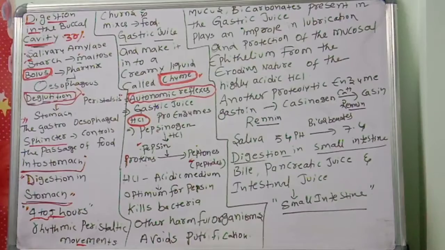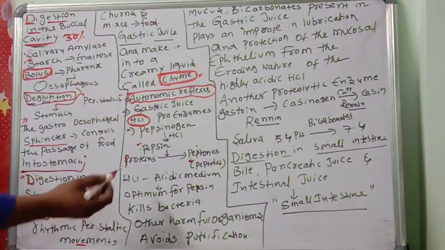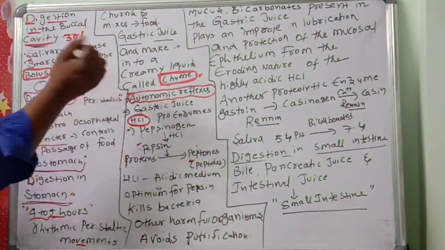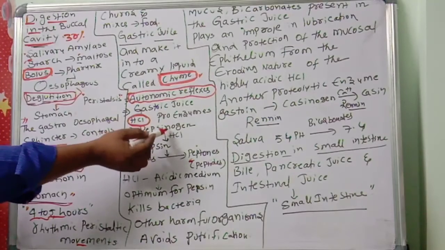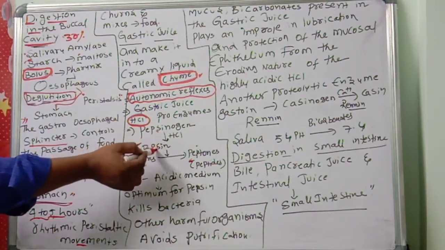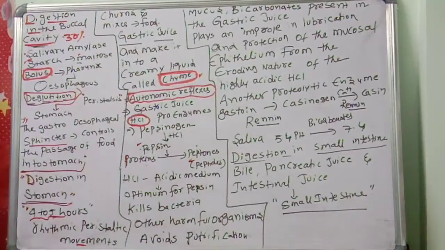Next, HCl acts on the protein. Pepsin digests the proteins into peptones. So pepsinogen is activated by HCl and converted to pepsin. This pepsin converts the proteins to peptones or peptides.